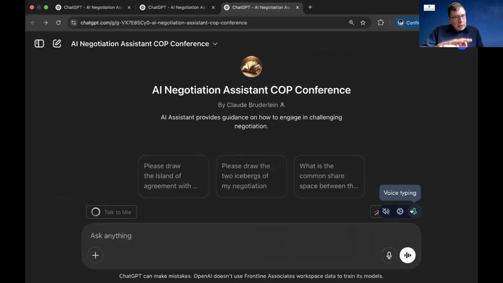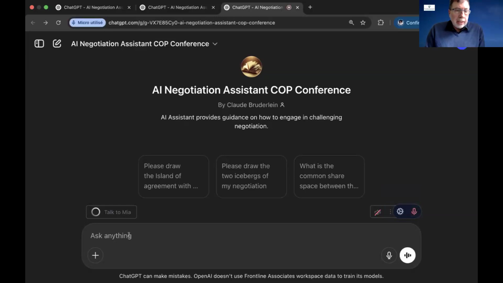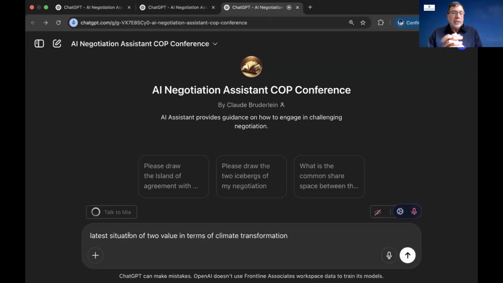But to do so, we first need to thicken the plot to make sure the model has the latest information planning for this simulation. So I will ask, what is the latest situation of Tuvalu in terms of climate transformation and how should it engage with China?